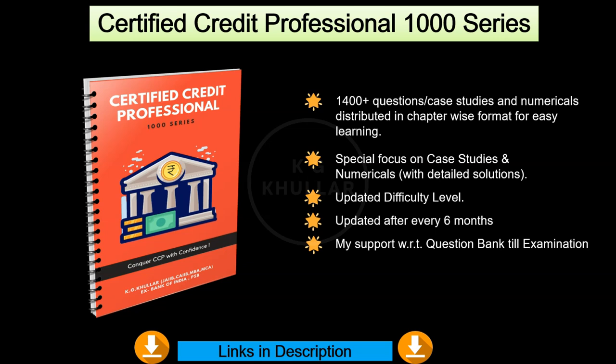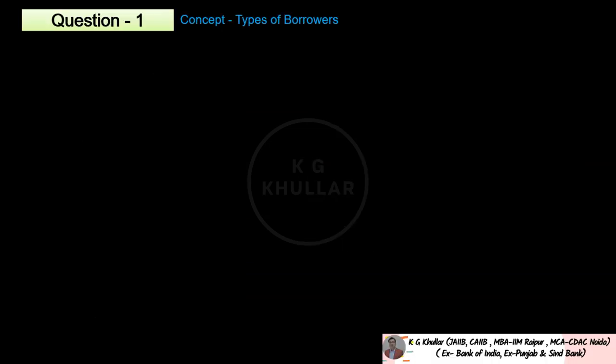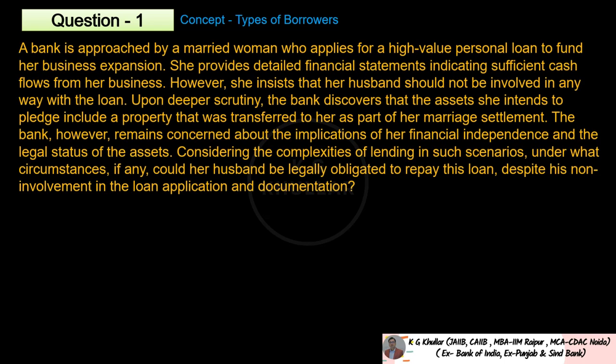So friends, let's start with today's mock test, and the first question is: now this question covers the concept of types of borrowers, and the case goes like this. A bank is approached by a married woman who applies for a high value personal loan to fund her business expansion. She provides detailed financial statements indicating sufficient cash flows from her business. However, she insists that her husband should not be involved in any way with the loan.